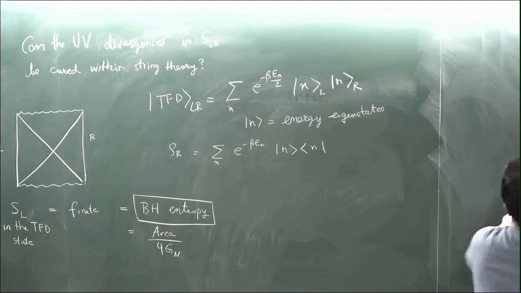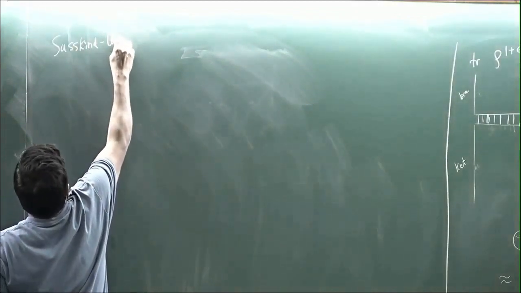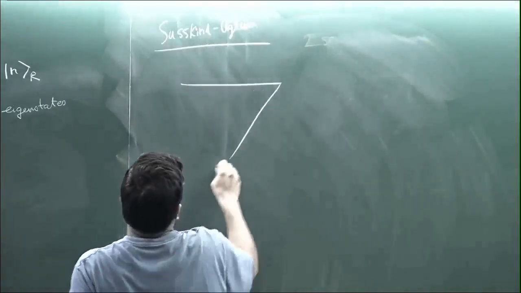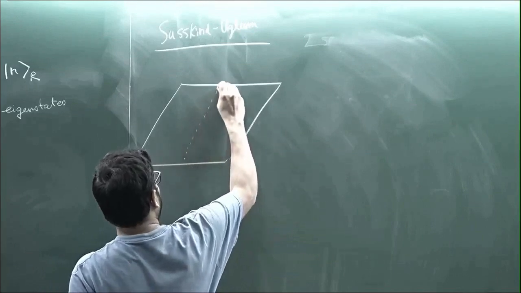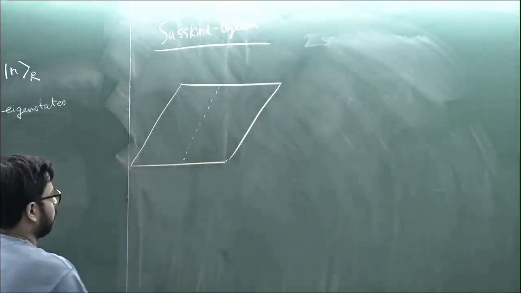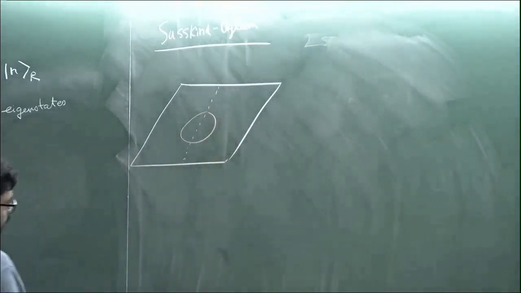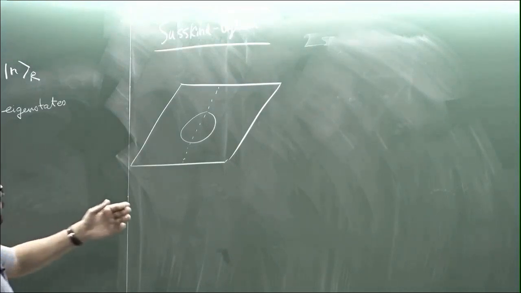Now I'm going to sketch some pictures or ideas from this paper of Susskind and Uglum from the early 90s, which said, let's look at this picture again of the 2D space-time with this entanglement cut, and just look at a closed string that's sitting here. So here's a closed string. It is just there. Just think of this as a perturbative excitation from the vacuum.